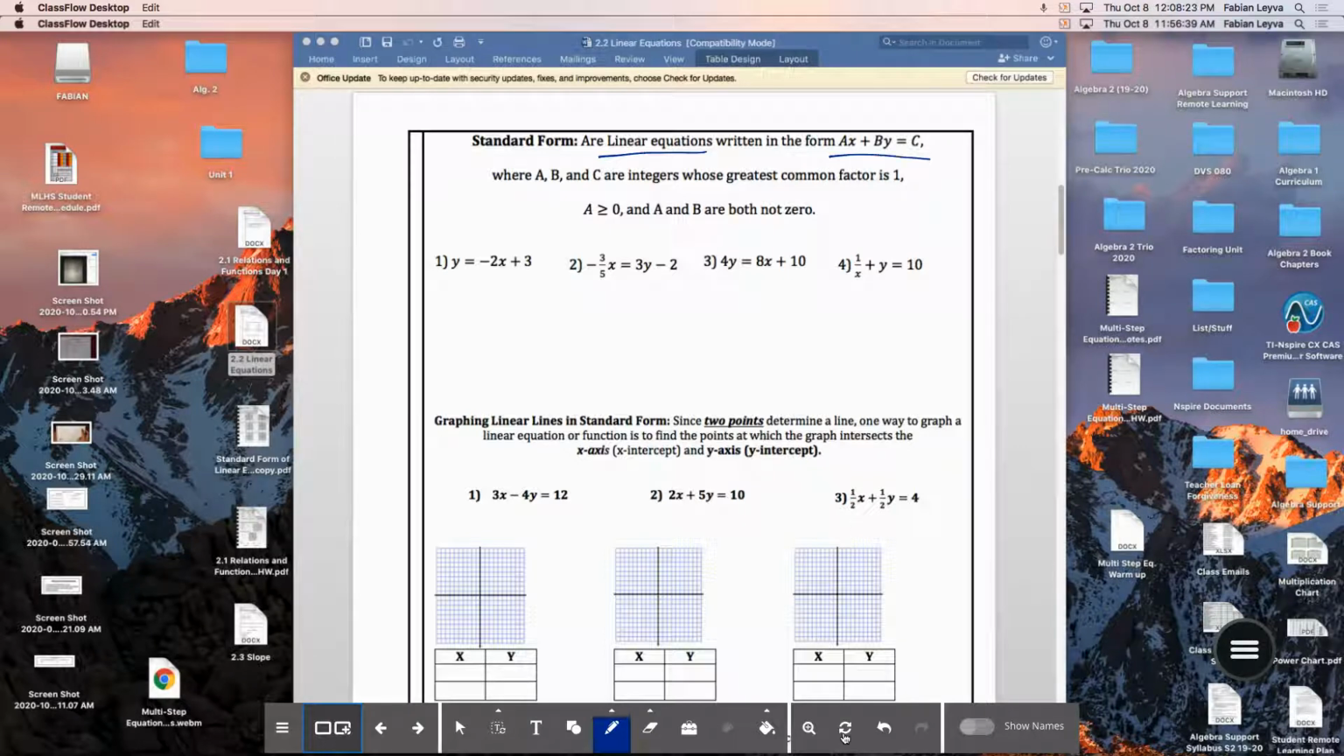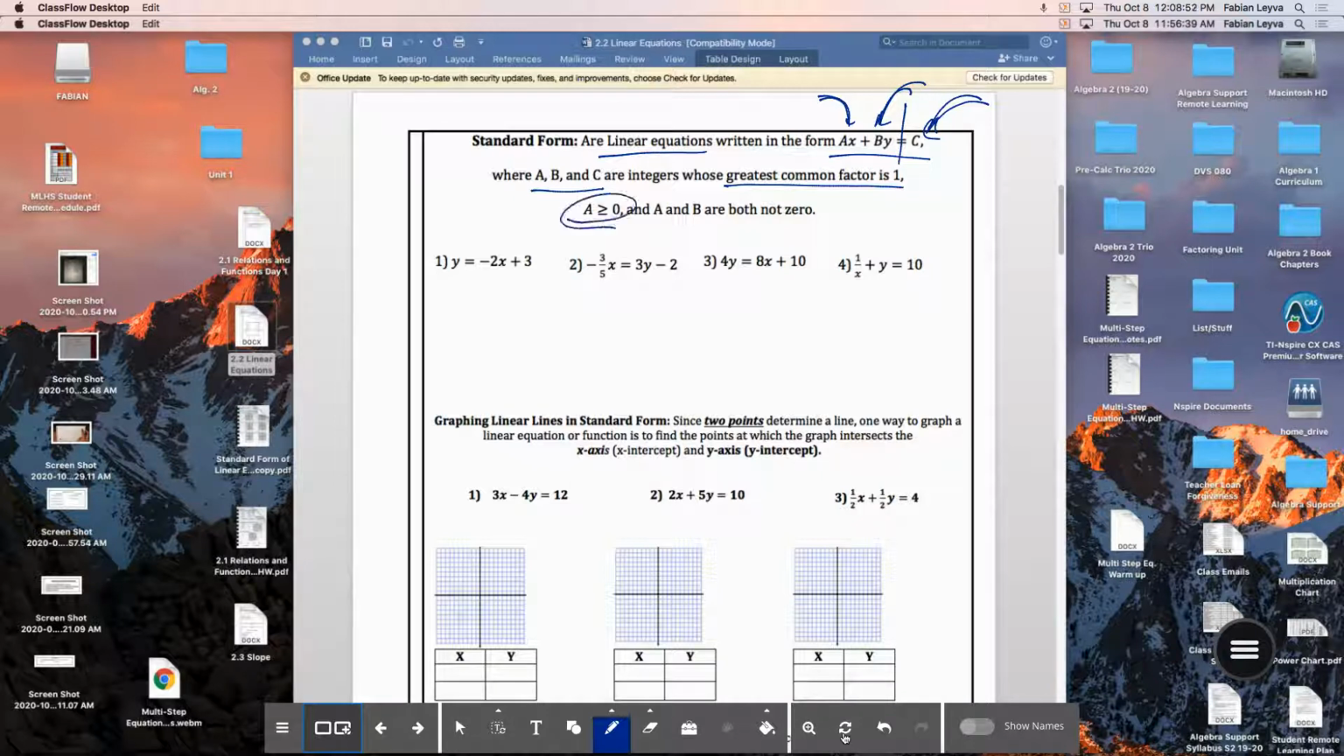More importantly, what I want you to notice here is that your x and your y are on the same side and everything else is on the other side. Now, I'm going to give you guys a little more rules. Your a, b, and your c are integers whose greatest common factor is 1. So when you read that, you need to be saying, okay, I have an a, b, and a c. There should not exist any number that could divide all 3 of those, a, b, and c, evenly, that's not 1.